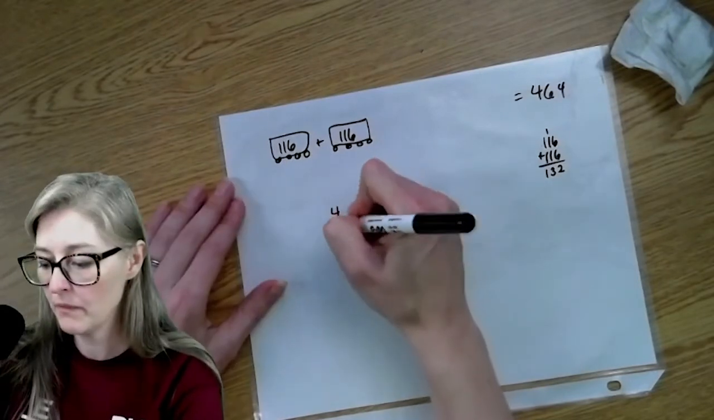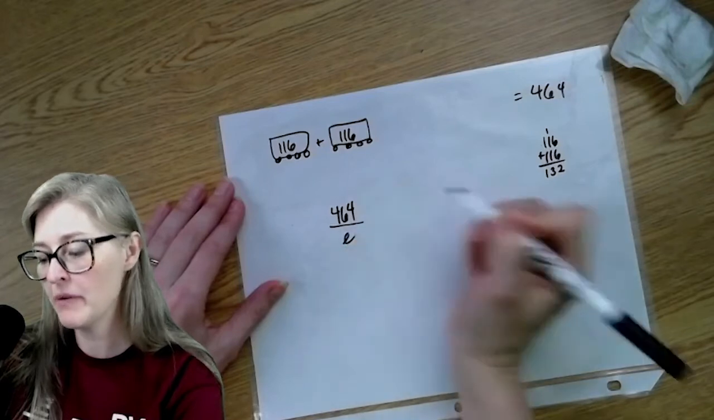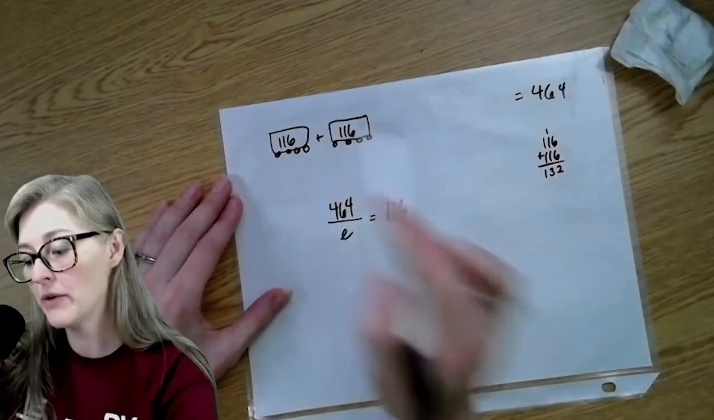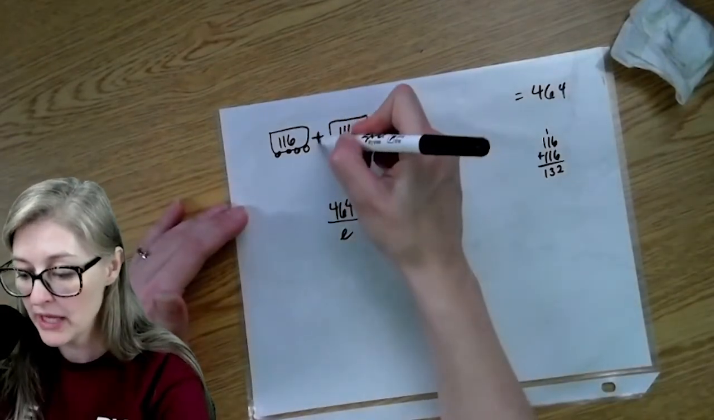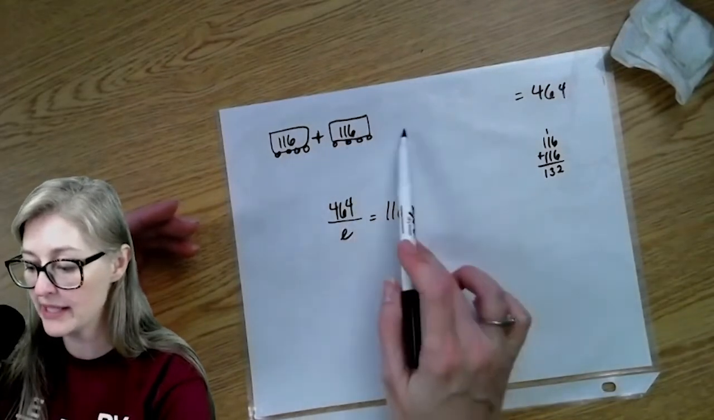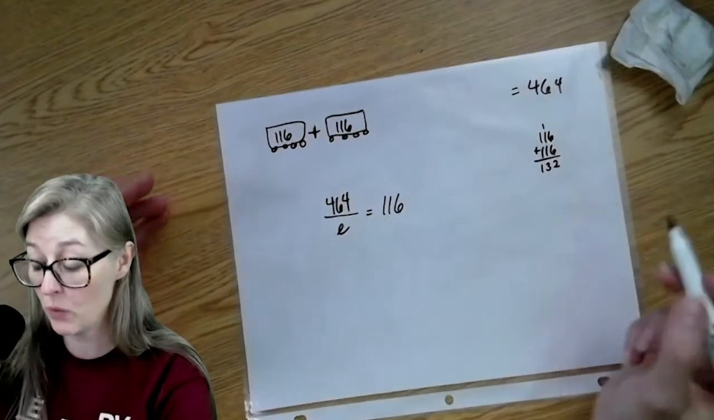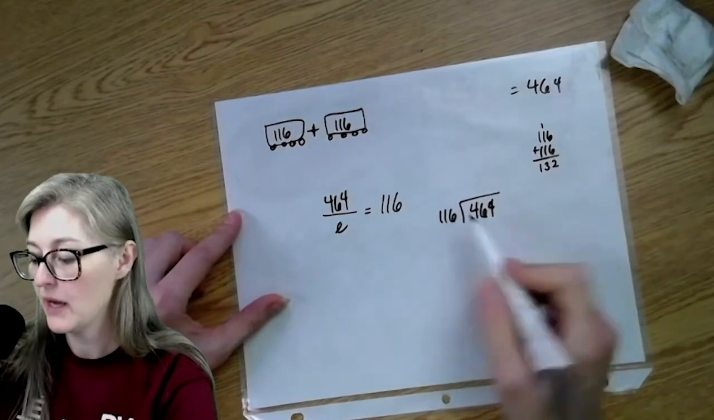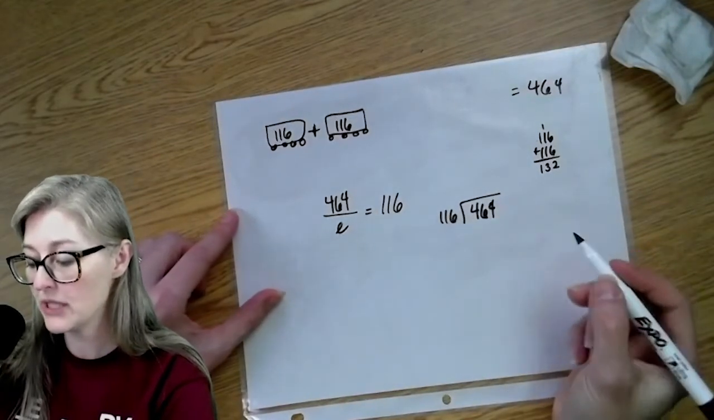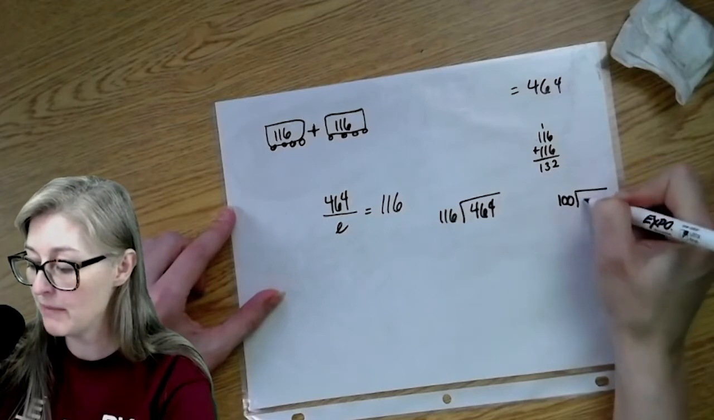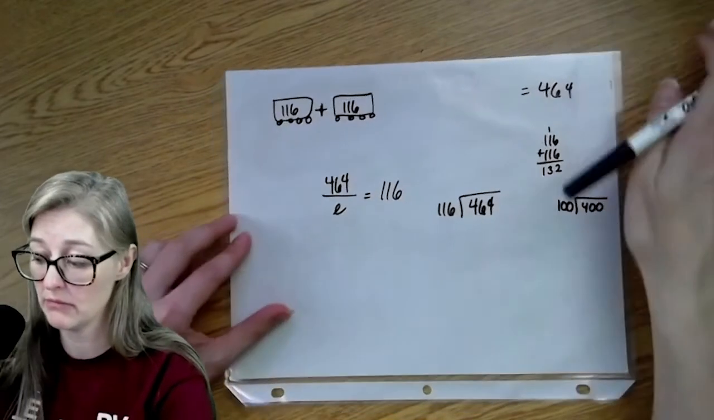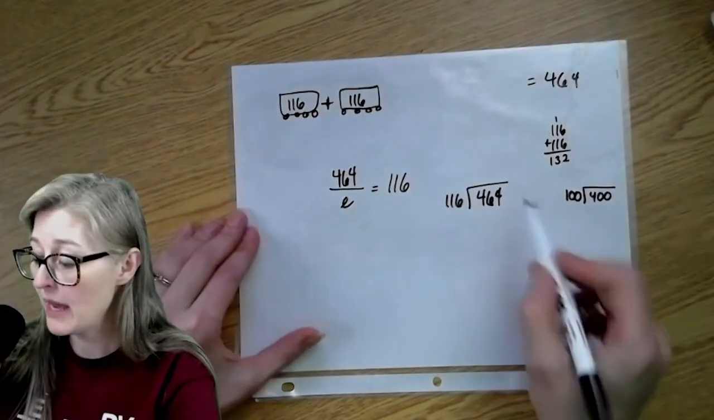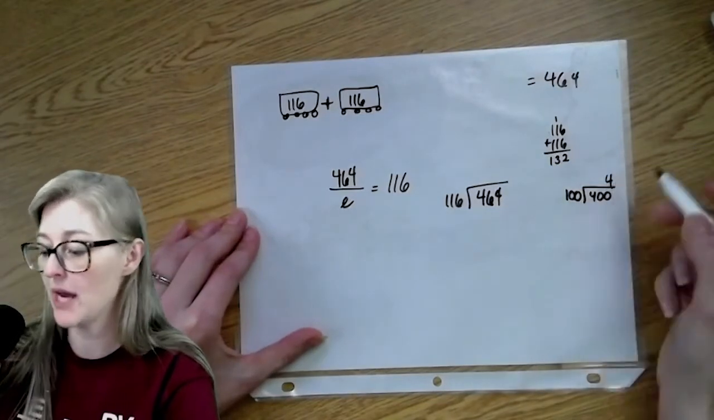464 and I'm going to divide it by however many train cars there are, and that should give me 116 in each car. So really, I'm just trying to figure out how many 116s do I need to get to one group of 464. So I'm going to do this. 116 into 464, I'm going to estimate and say that's about 100 into 400. I could also continue with repeated addition. That would totally work. I'm going to say, oh, that's going to go into it about 4 times.